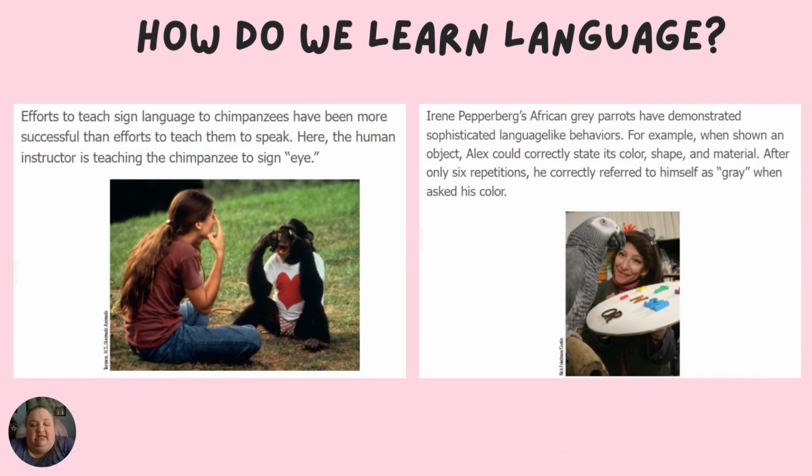Our next section is how do we learn language? So there's several ways that we learn and teach language. One of the ways that we have learned to teach language to animals is through sign language. So American Sign Language, or ASL. That is one way that we can teach animals how to communicate.